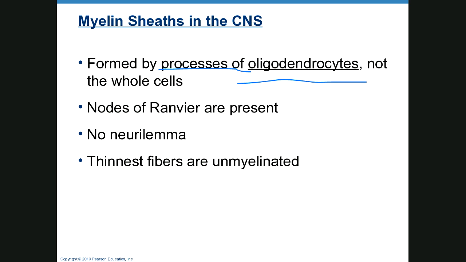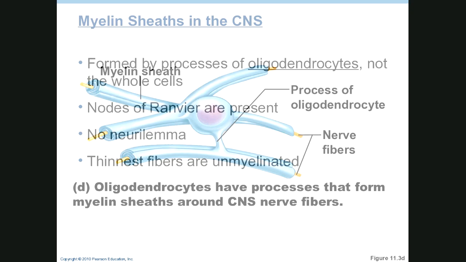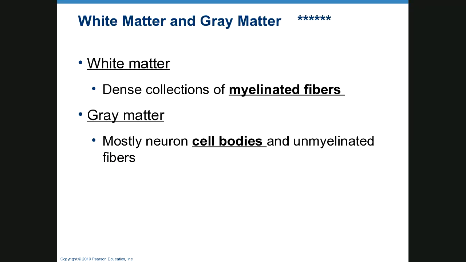They do have nodes of Ranvier. They do not have neurolemma, and some cells may be totally unmyelinated. And here's our oligodendrocyte again.